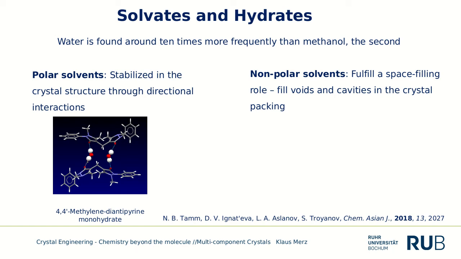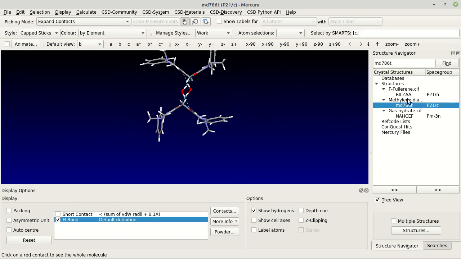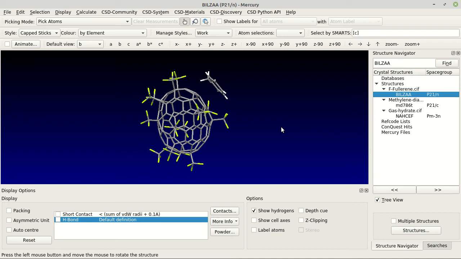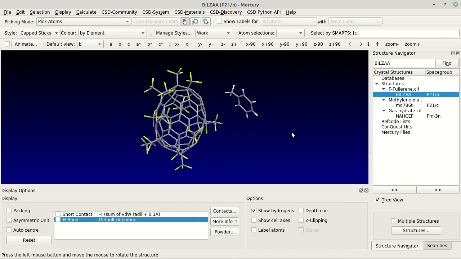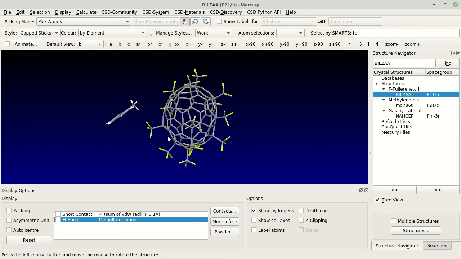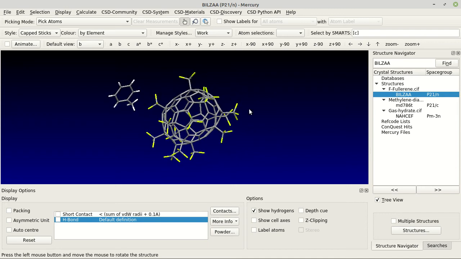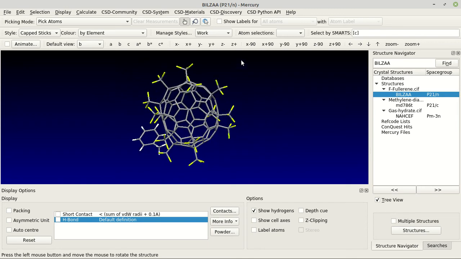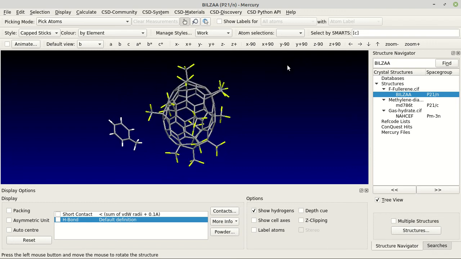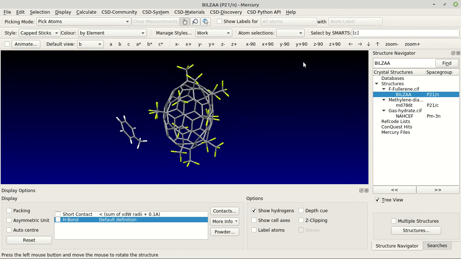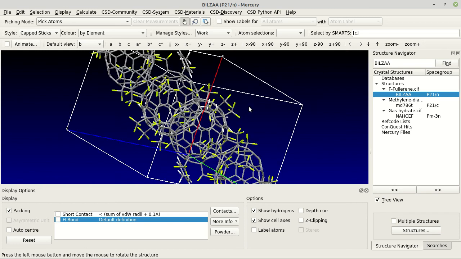Or you can use solvents to stabilize the crystal structure by filling the voids, non-polar solvents. They fill the voids in cavities in the crystal packing. Once again, for example, going back, if you look here, for example, at this compound, this is a fullerene substituted with CF3 substituents. Yeah. And what you see is additionally solvent, this toluene. And look at the packing.